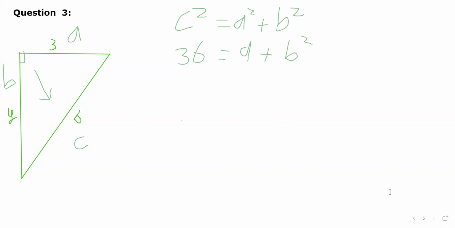Alright, so we subtract the 9. So 36 subtract 9 is 27. Alright, so B would end up being the square root of 27. And that will be 5.19. So that is the answer.